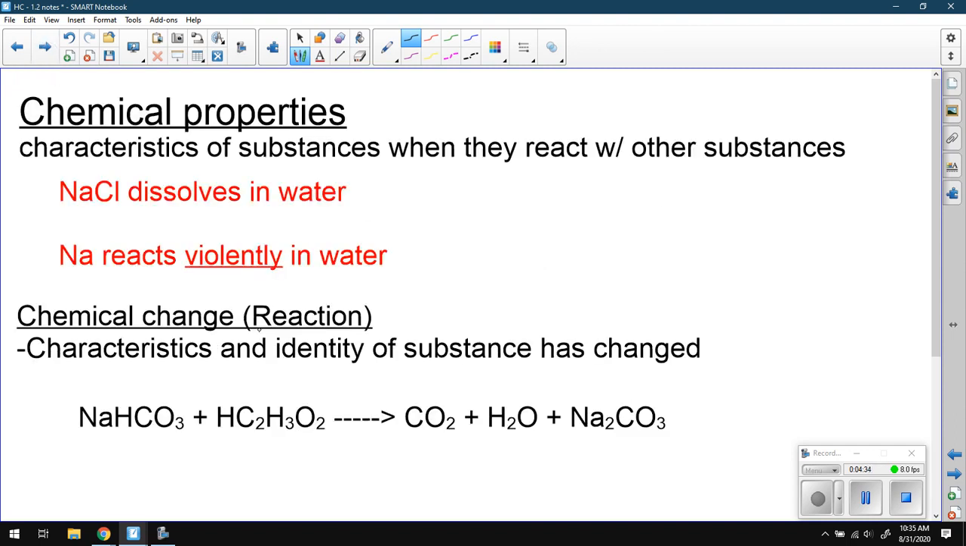Next thing, chemical properties. Here's where we're going to start to see the difference. I already talked a little bit about salt dissolving in water. A chemical property is a characteristic of a substance and how it reacts, behaves, or changes when it is mixed with other substances. So, sodium chloride dissolves in water. That is a chemical property. Some chemicals don't dissolve in water. Iron does not dissolve in water.